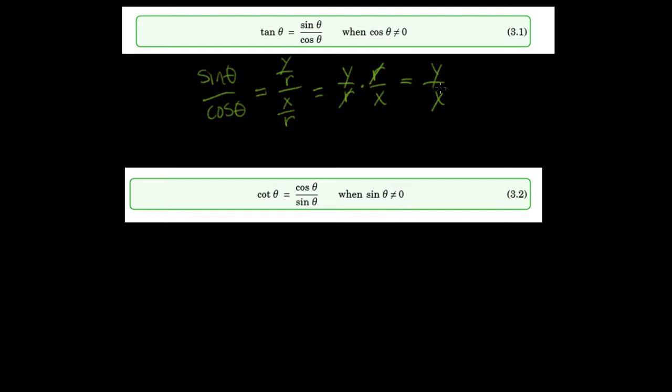What is y over x? Y over x is equal to tangent of theta. I would encourage you to pause the video for a second and see if you can do the same thing for the 3.2 identity, cosine theta over sine theta. Start that, and by definition, what is it equal to? And see if you get cotangent theta.